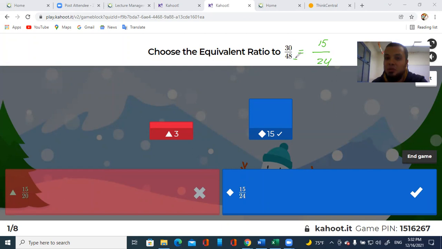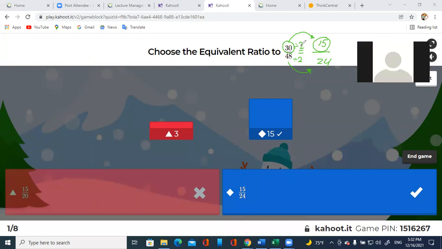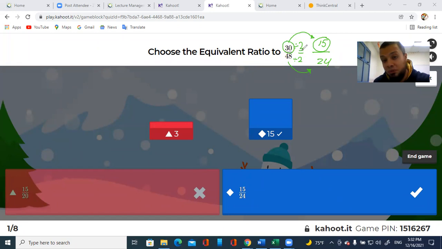Good job. That means you divided by 2 here and divided by 2 here. 30 divided by 2 equals 15 and 48 divided by 2 equals 24. Look, Muhammad, from the question and the answers, I noticed 30 becomes 15, so I'll divide by 2 at least. If you couldn't divide by 2, divide by 3. Good job, Muhammad. Thank you.